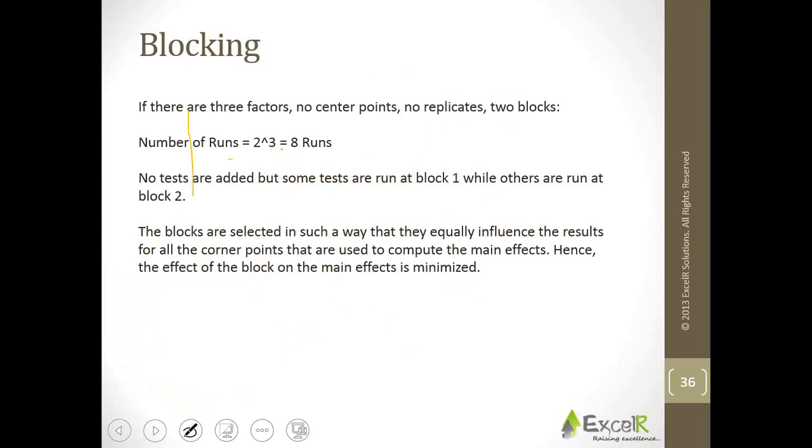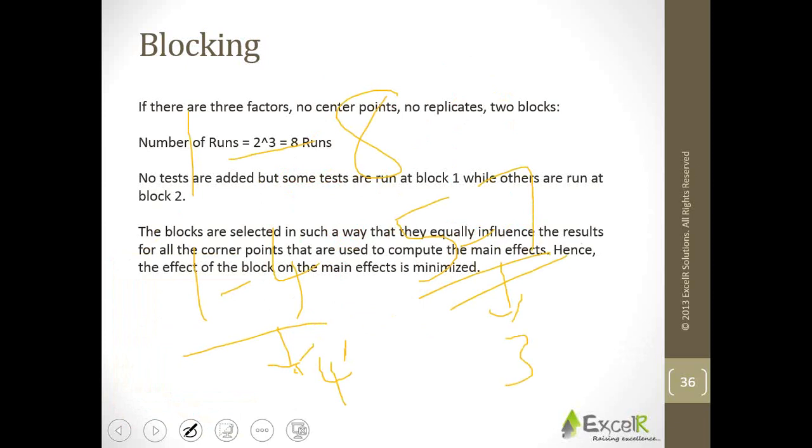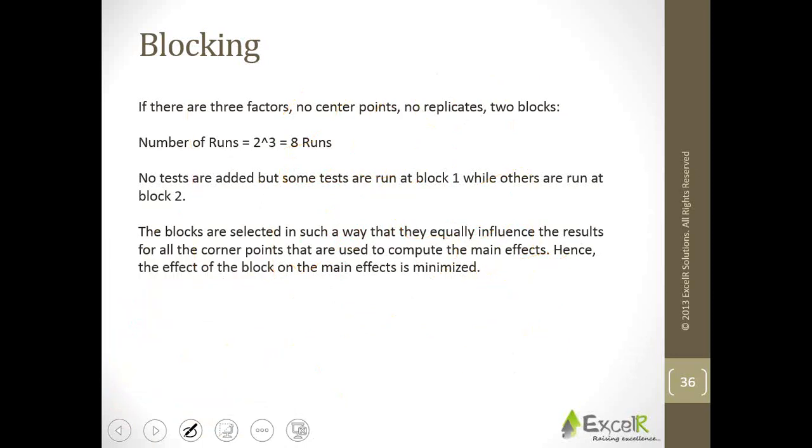If I have 1 to 8 runs, I cannot say that 1 to 4 will be block 1 and then 5 to 7 will be block 2. You cannot say so because here you are including 4 runs, here only 3 runs. And what will happen to the 1 run that is left out? Hence the effect of the block on the main effects is minimized. So I'm just going to stop here, Anuj.